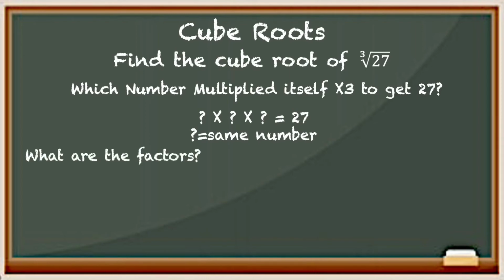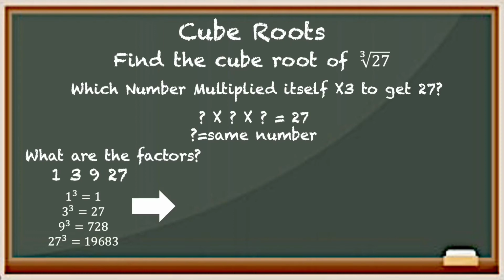The question marks shown here are the same number. So what are the factors of 27? They are 1, 3, 9, 27. From this point, it's best to cube each number to figure out which is equal to 27. Therefore, in this case, the answer would be 3 cubed, which is 3 times 3 times 3 is equal to 27. Or, the cube root of 27 is equal to 3.